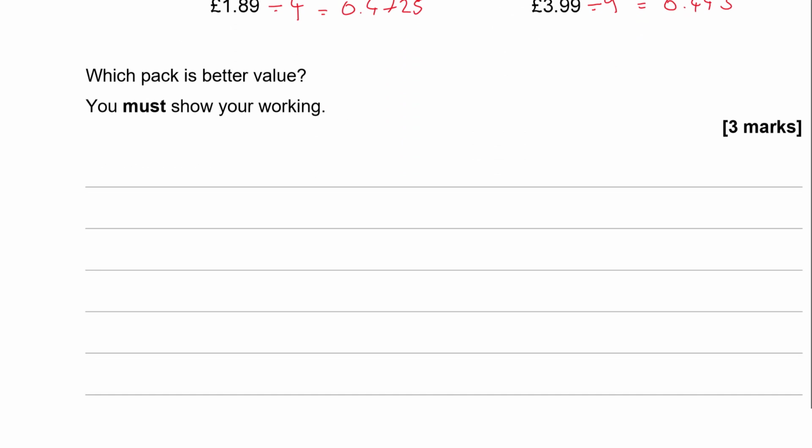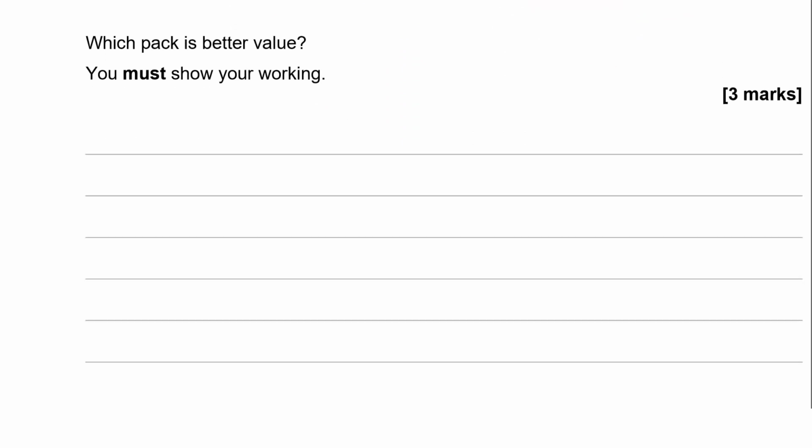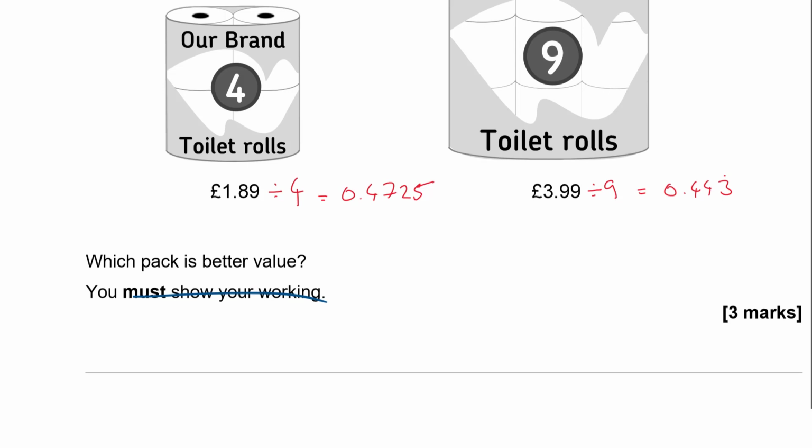So what's my answer? The 9 pack is better value. Okay, now it said we must show our working, but we've done that, haven't we? We've shown what you get when you divide. That's enough.